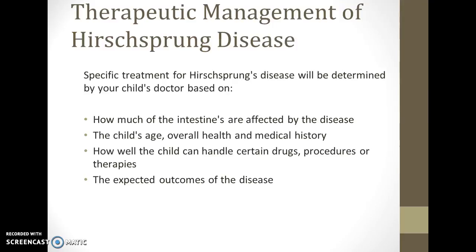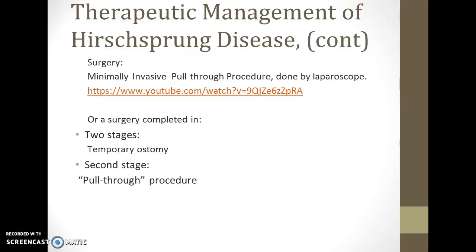They also take into consideration the child's age, overall health, and medical history, because many times children with Hirschsprung's disease have coexisting issues that may not make them healthy enough for surgery. How well the child can handle certain drugs, procedures, or therapies, and the expected outcome of the disease.